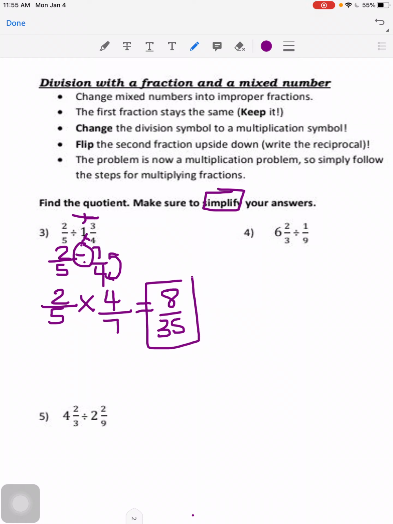Now, that is our answer because there is no number that can go into both 8 and 35. I should say no whole number that can go into both 8 and 35. So 8 over 35 is our answer.